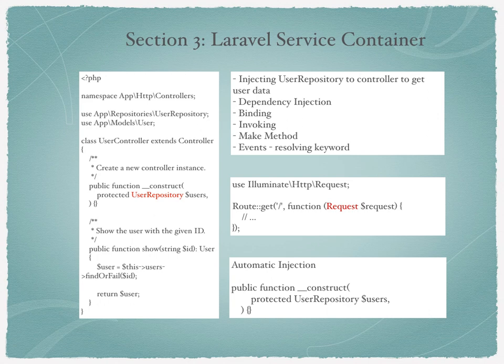Binding means we bind something to someone, and invoking means a trigger. The make method creates an object from this service container. There are also many events we should generate, like resolving methods and other methods required to trigger the events and access the event.